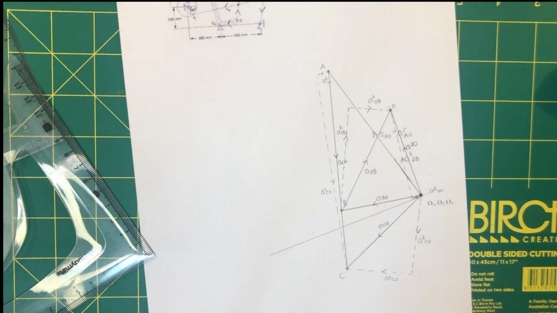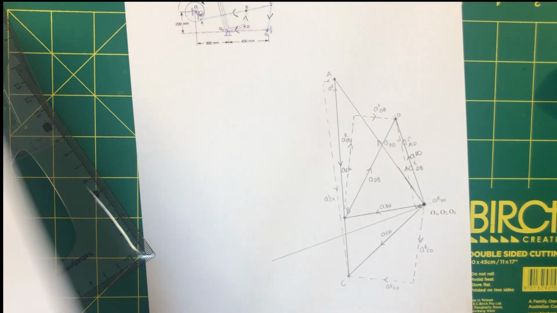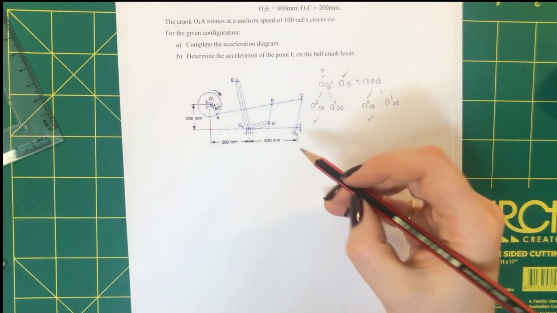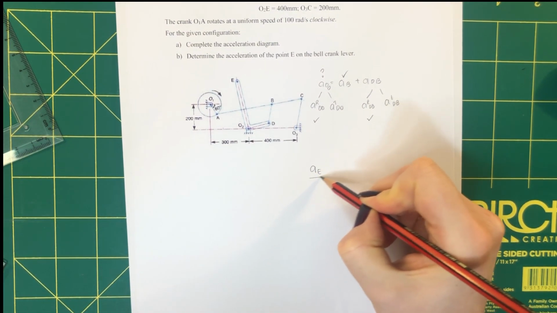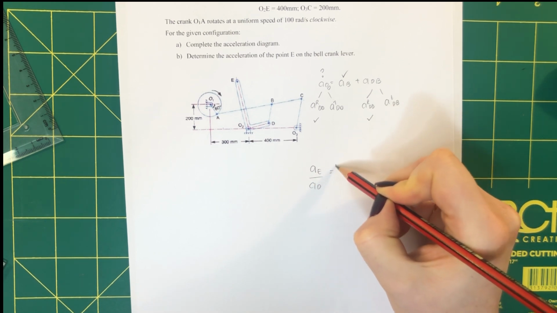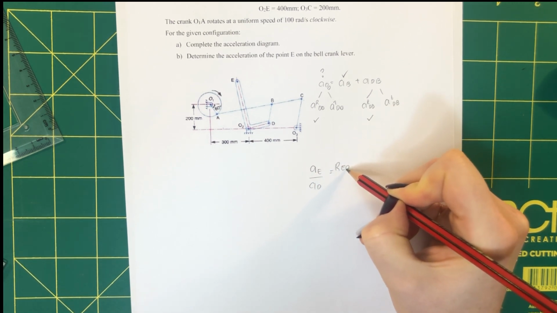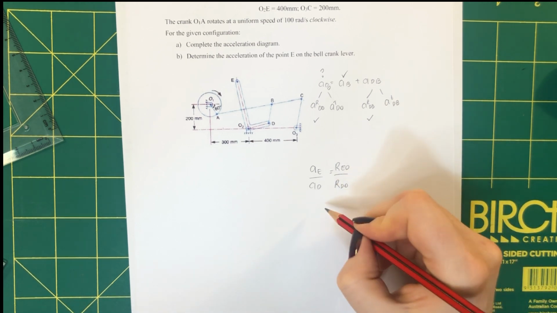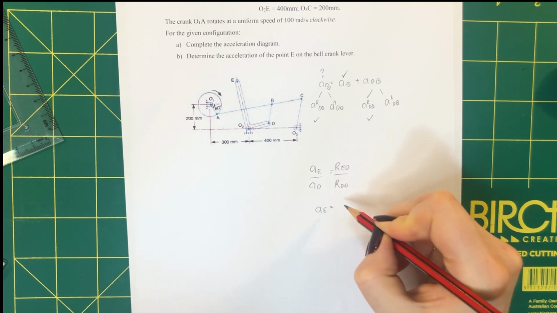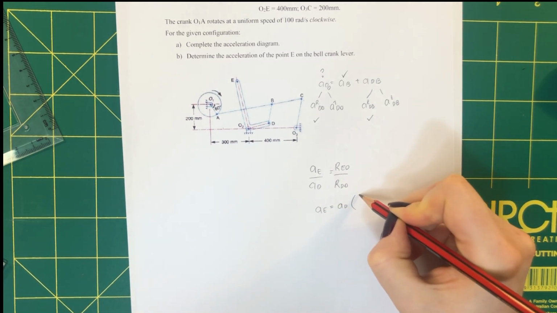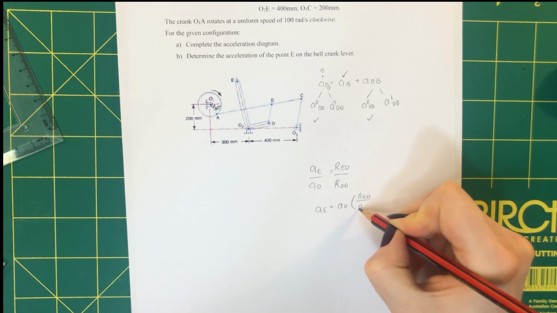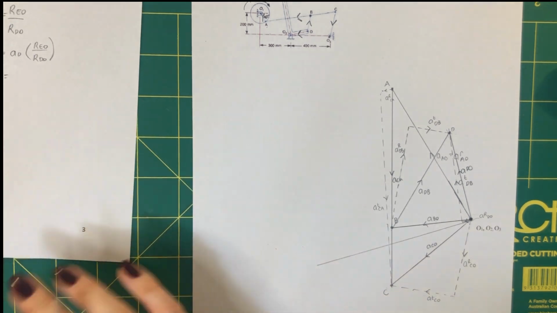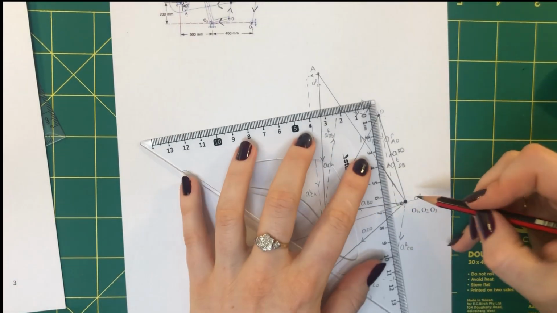To get the length of the line, we can use another ratio because if they're on the same link, they have the same angular acceleration. So acceleration of E on acceleration of D equals the radius of E relative to the fixed point on the radius of D relative to the fixed point. Acceleration of E equals acceleration of D on radius of E on radius of D. The acceleration of D, we know, because I can measure this line.